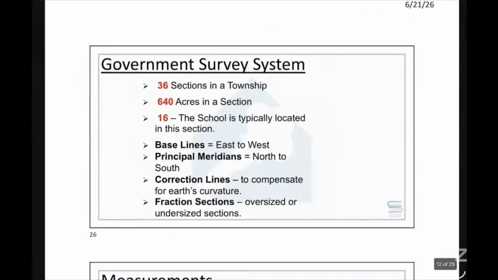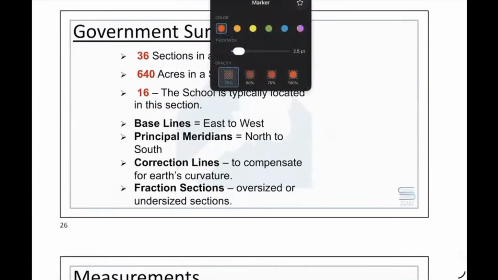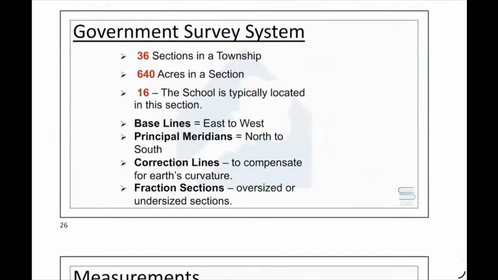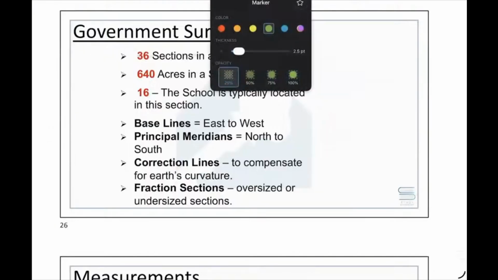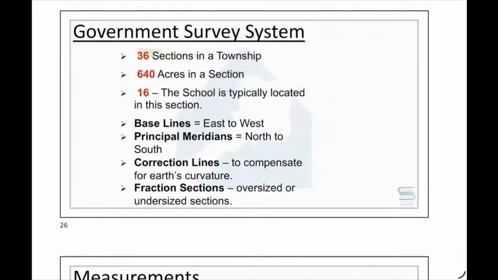So, what else do I want you to know about this section? I want you to remember there are 36 sections in a township. Remember? And that was what went all winky dinky. Went this way, and then this way, and then we went this way, and we went this way, and then we went down here, and went that way, and that way. There were 36 sections, and each section has 640 acres. You got to know that.